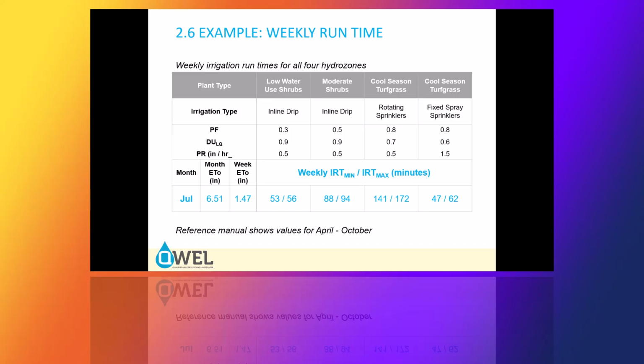July is the peak watering month, so low water use shrubs with inline drip use 53 to 56 minutes per week. Moderate shrubs with inline drip will require 88 to 94 minutes per week. Cool season turf grass with rotating sprinklers will require 141 to 172 minutes per week. And cool season turf grass with fixed spray sprinklers will require 47 to 62 minutes per week.